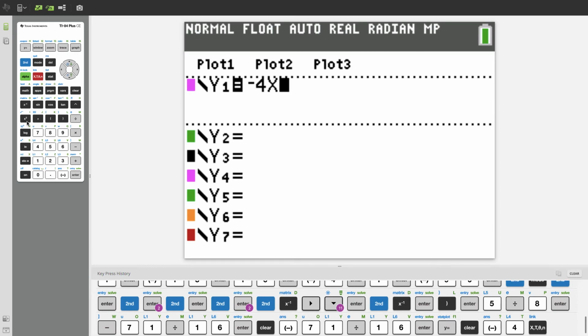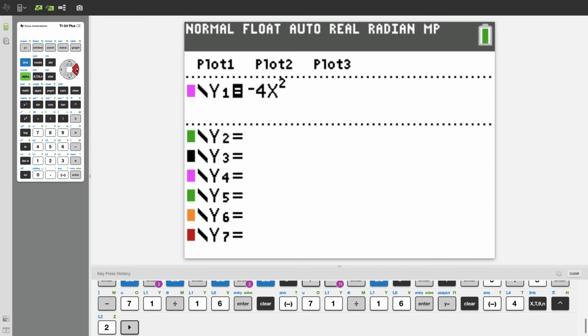Okay, how do I get it to squared? There's two ways. You press the x squared button, or you can press the little caret, the arrow up button.